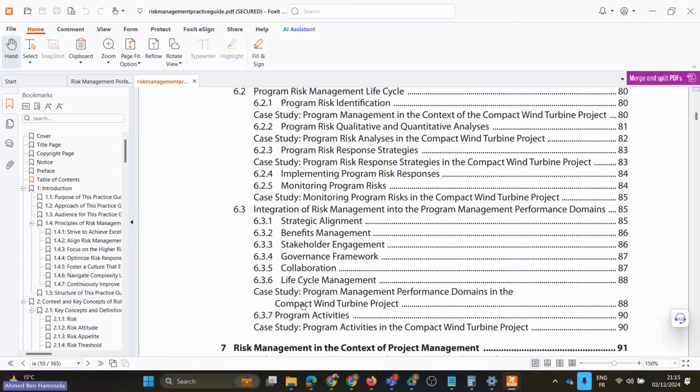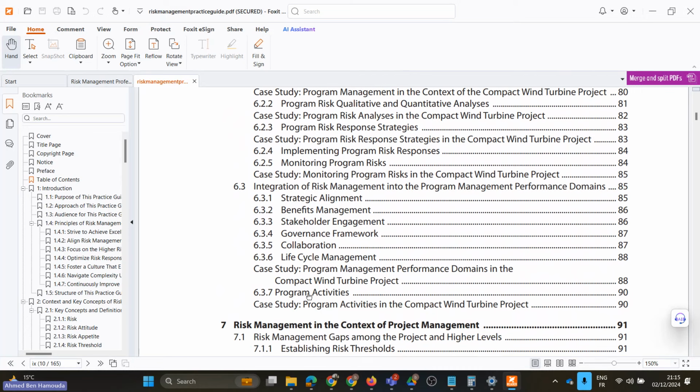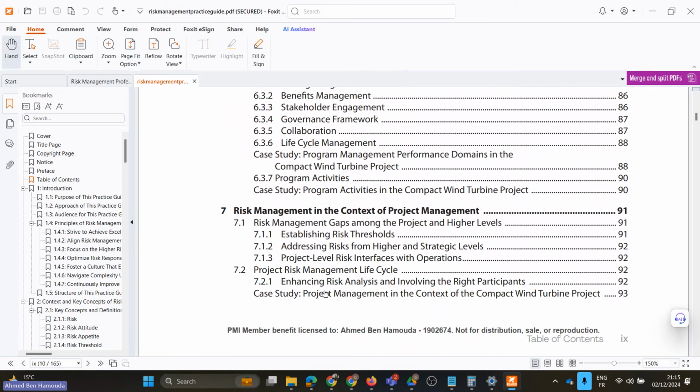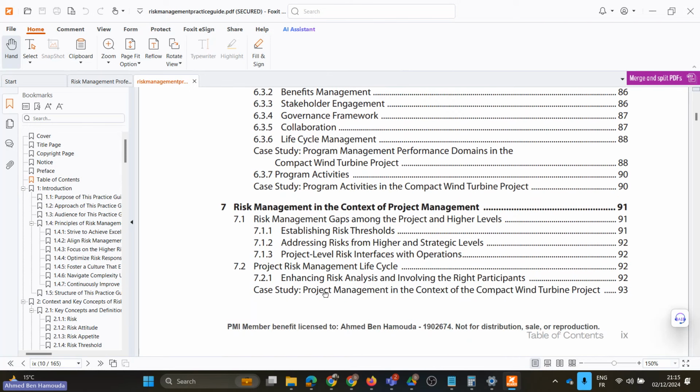Okay, then yeah, a little view, not an overview, on the program activities. Okay, and then probably the biggest part is the risk management in the context of project management. That's the biggest part, actually. So here, the guide goes through the risk management gaps among the project and higher levels, which we saw earlier, so I don't want to repeat them: establishing risk thresholds, addressing risks from higher and strategic levels and breaking them down to the lowest level, which is the project level.